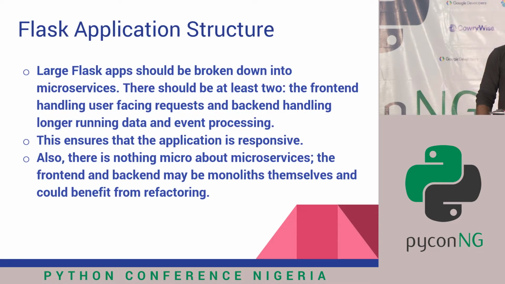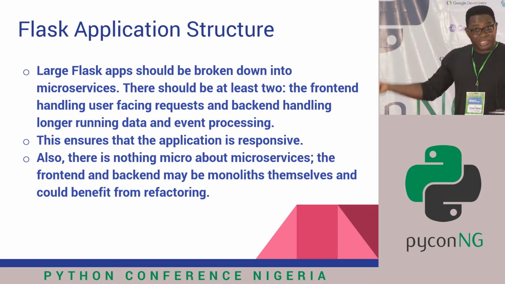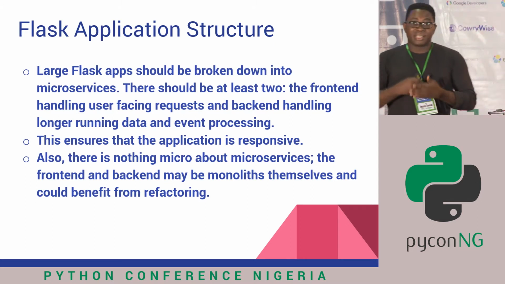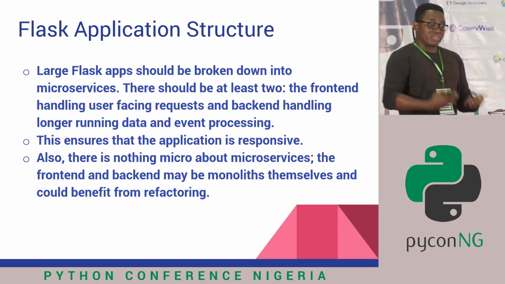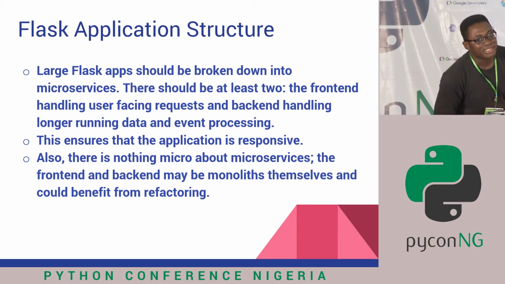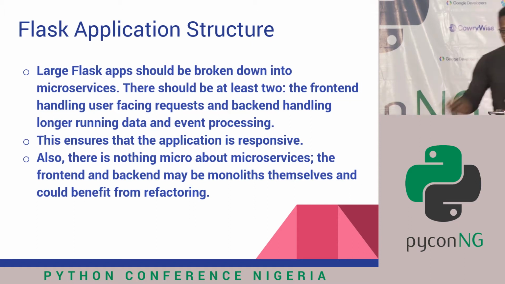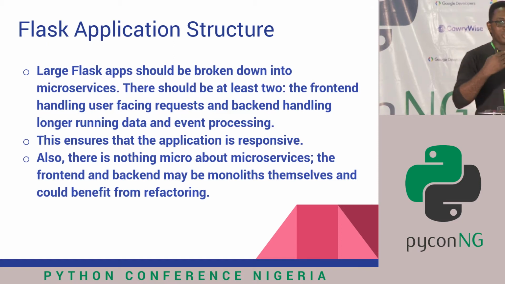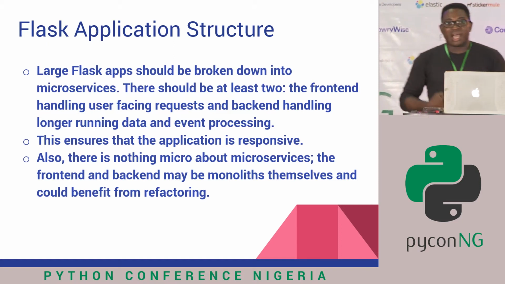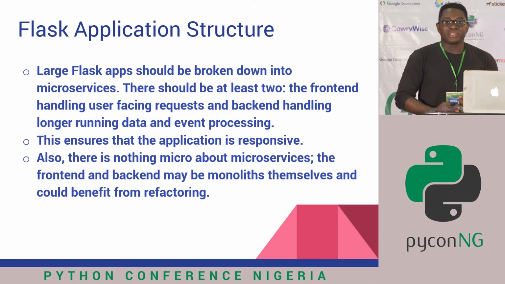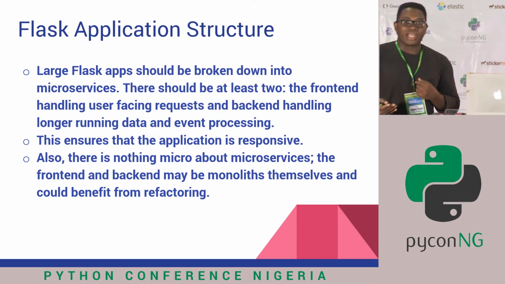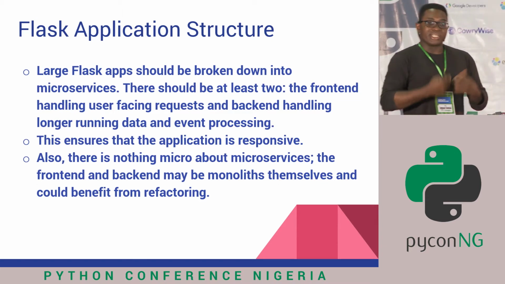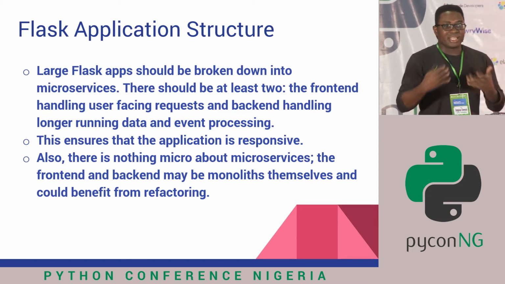So, as usual, we have heard about microservices, and large applications in general should be broken down into microservices. In the very least, you should have a front-end service and a back-end service. The use of this is that the interaction with the user is fluid, and it remains responsive. Say, for instance, on our platform, Formplus, when users come online, they want to create forms, they want to edit forms. That action should be instantaneous.